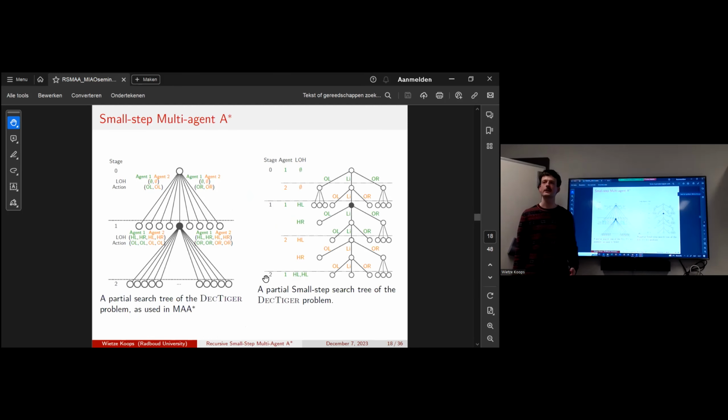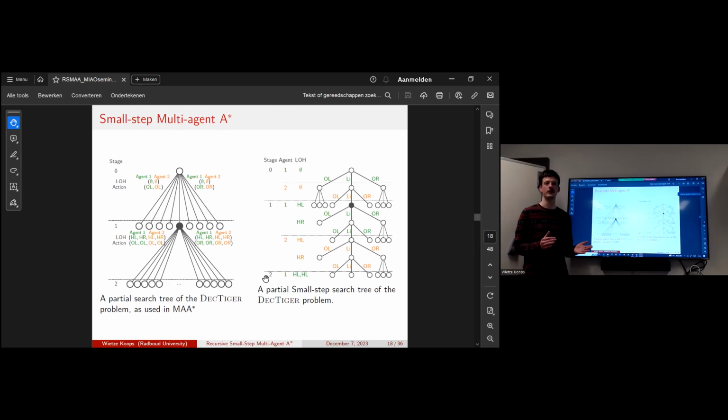So our contribution is small step multi-agent A star, and it says, okay, we don't want this double exponential outdegree. Instead, we're going to just assign one action at a time, and then the outdegree is the number of actions. So first, we're going to assign an action for the empty local observation history for agent 1. So what agent 1 is going to do in stage 0 before there are any observations, then for agent 2. And then for each of the possible local observation histories, or observations in this case, of agents 1 and 2, we're going to assign actions, again, one by one.